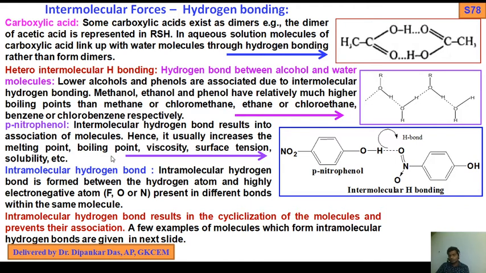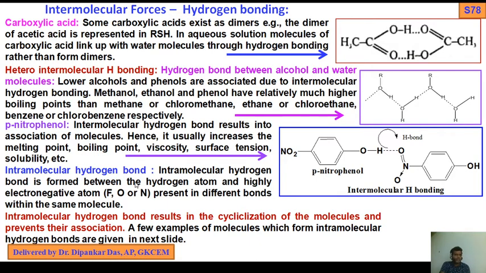So intermolecular bonding continues. Again this OH forms a hydrogen bond with the O of NO2, and this will continue, so the association of molecules will be large. More molecules get associated and attached, molecular size increases, and surface area increases. So their boiling point will also increase. Later we will discuss melting point and boiling point. So intermolecular hydrogen bonding results in association of molecules, hence it usually increases the melting point, boiling point, viscosity, surface tension and solubility.